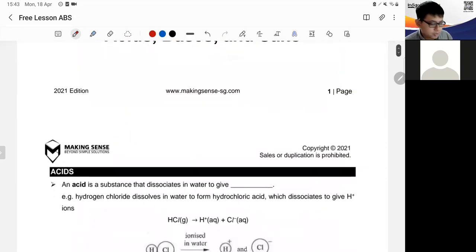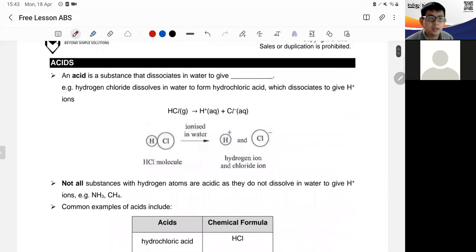So for acids and bases, the first thing you guys learned is that an acid is a substance that dissolves in water to give H plus ions, hydrogen ions. Not that many things can do this. So in this case, let's say HCl. By itself, it is a simple covalent molecule. You guys learned chem bonding already, so you can appreciate that.